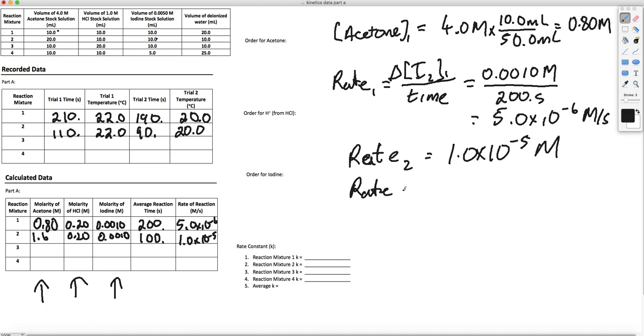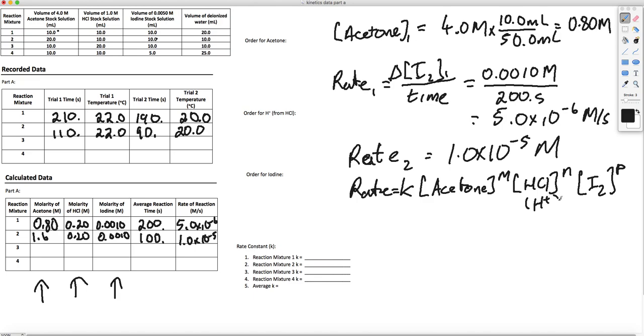So remember what the rate law looks like. Rate equals K [acetone] to a certain power m, [HCl] to a certain power n, and [I2] to a certain power p. Now this may be expressed as H plus as well. You might see that because that's actually what's going to be doing the work here, not HCl necessarily by itself. But you might see H plus there instead of HCl. And what we're interested in here are these values m, n, and p.